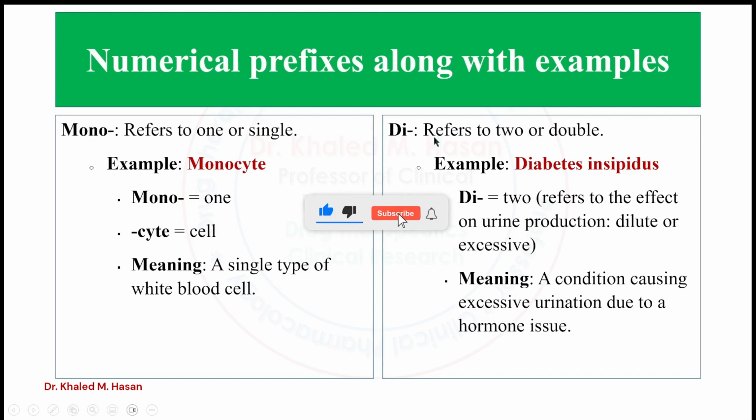We have di, which refers to two or double. We have diabetes insipidus. Di refers to two, and diabetes refers to the effect of this disease on urine production, dilute or excessive. Diabetes insipidus is a condition caused by excessive urination due to hormone issues. With the hormone here, we talk about insulin deficiency or absolute lack of insulin. Again as a reminder, monocyte is a single type of white blood cell, and diabetes, the case of hyperglycemia due to deficiency or lack of insulin secretion.